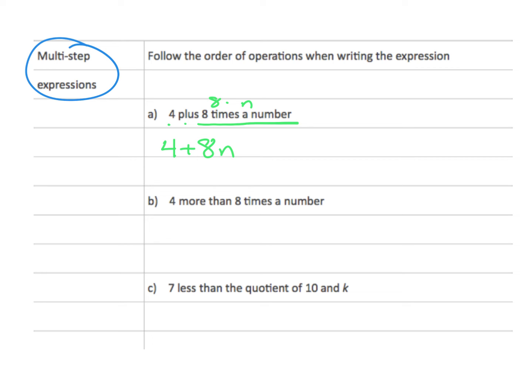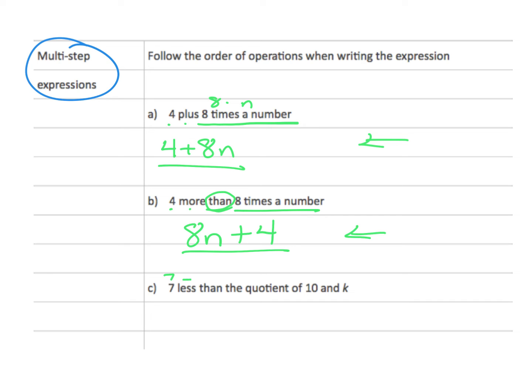Letter B is very similar to that, only it has the word "than" in it. So it means we're going to switch them around. So it's going to be something plus 4. 8 times the number, and again, that's going to be 8n. So for this one, that is going to be the only correct answer. And for letter B, this is going to be the only correct answer. So please be careful. Some people write the problems up above to make sure they get it.